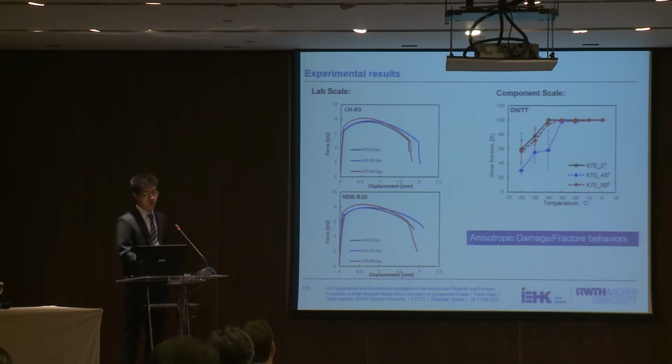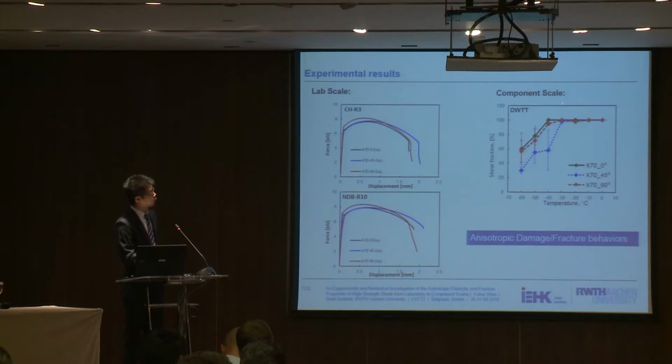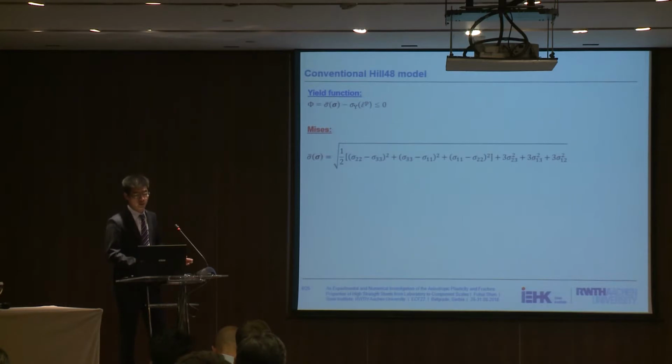And on the component scale, we have analyzed the shear fraction on the drop weight tear specimen, and we performed the test at different temperatures. It clearly shows a transition behavior from brittle to ductile fracture. And this transition behavior also depends on the loading direction. For example, in this case, it seems like the 45 degree shows more brittle behavior here. So in conclusion, we have found this anisotropic damage and fracture behavior in this material.